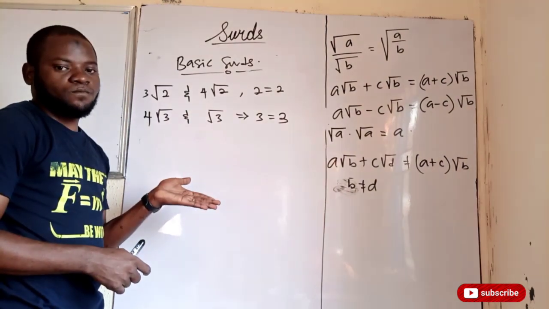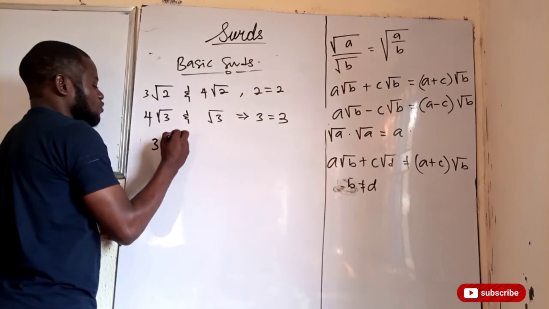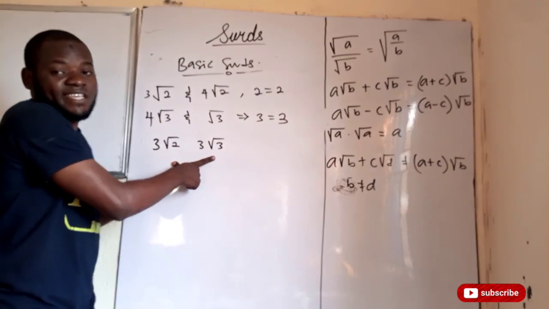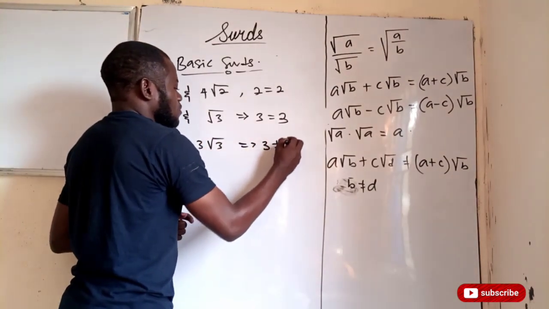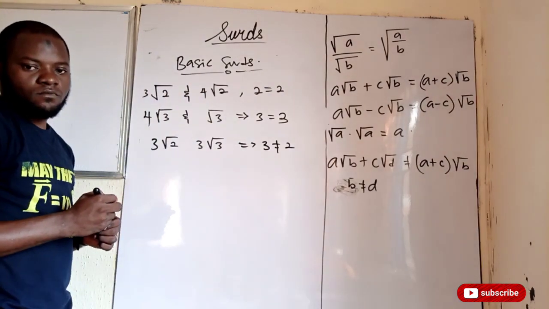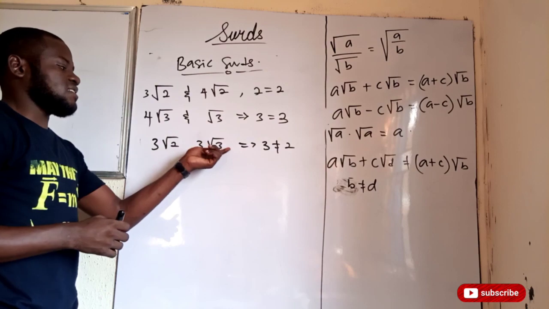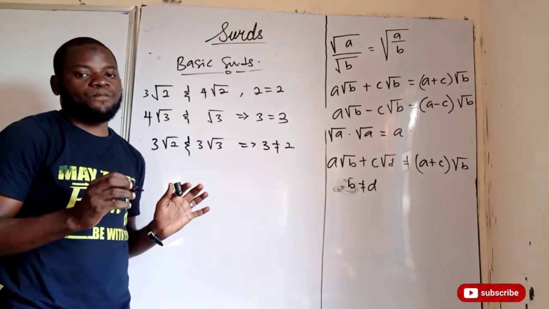similar surds. But if I have something like 3 root 2 and I have 3 root 3, this is not a similar surd because 3 is not equal to 2. Are we together? So if you look at this, this is 2 and this is what? 3. So they are not similar.